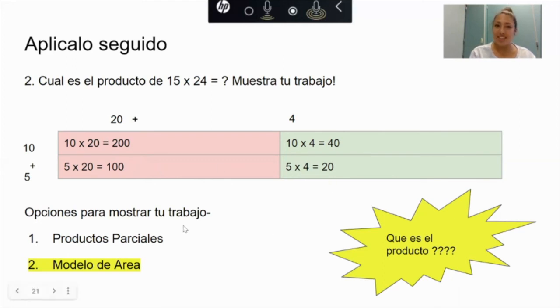¿Qué es el producto? Mira este modelo de área. ¿Puedes encontrar el producto a esta pregunta de multiplicación? Toma 3 segundos para sumar la respuesta y dígalo en voz alta. 3, 2, 1. ¿Fue 360? Es lo que yo tenía también. Perfecto. Buen trabajo. Toma un momento para tomar notas en cuadro número 4 en tus notas. ¿Listo? Perfecto.